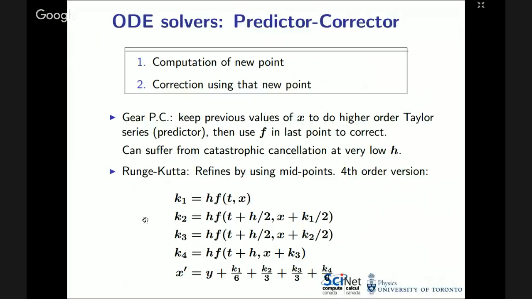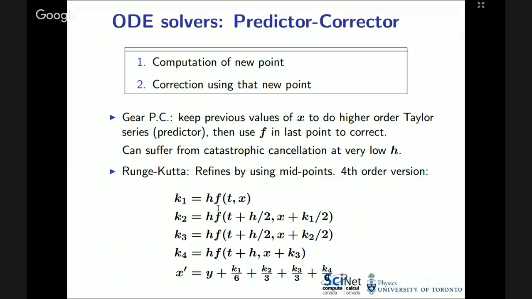So they compute a new point, that is your trial, and then they correct. It's kind of root finding built into your algorithm for solving the ODE. And one of the more common ones is called Runge-Kutta. It's fourth order accurate. So I think that should mean that the global error is third order.